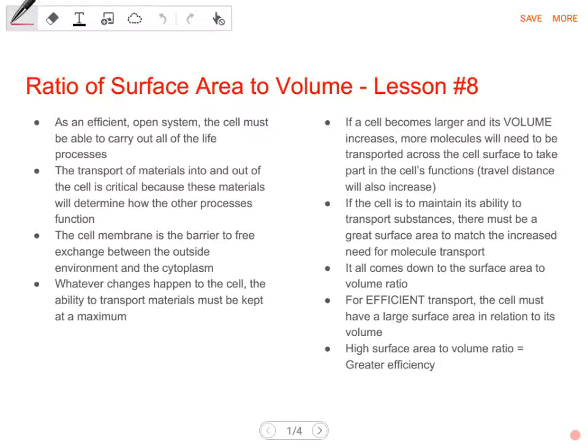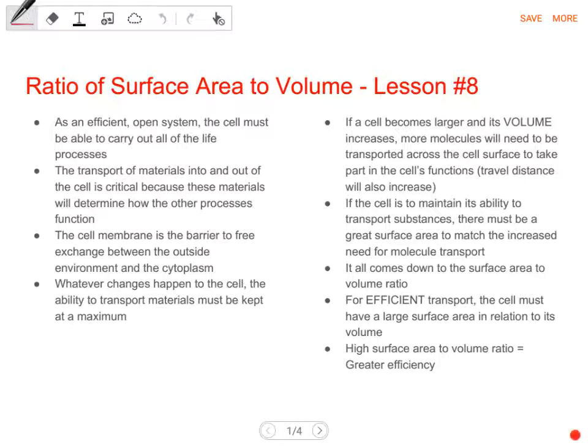as an efficient open system, the cell must be able to carry out all the life processes. The transport of materials into and out of the cell is critical. Basically, the cell has to operate in the most efficient manner possible. But then there's the issue of size. And now I'm on the right-hand side, and it says if a cell becomes larger, that means its volume increases.